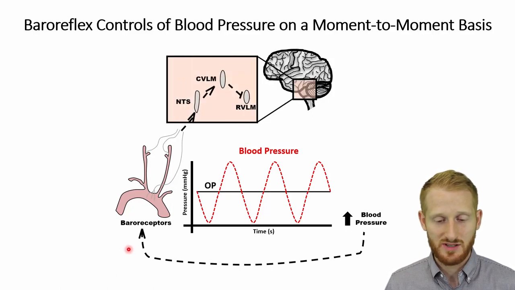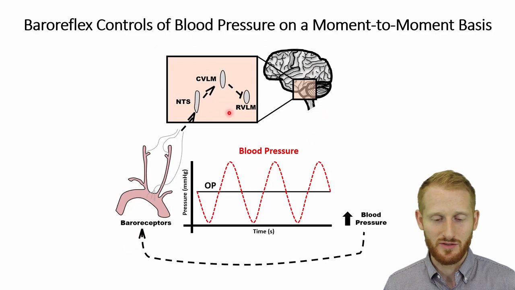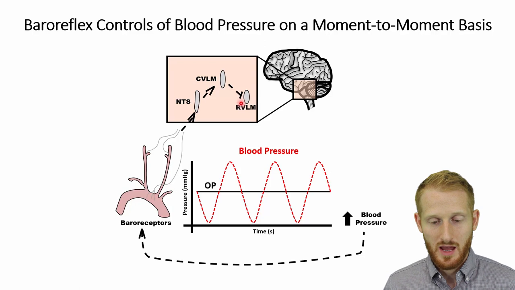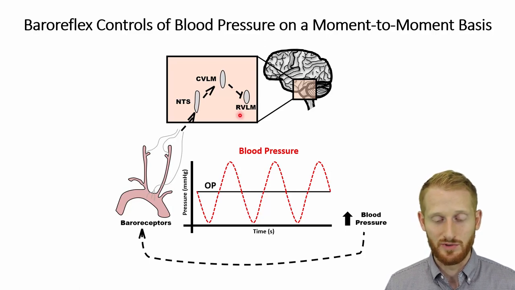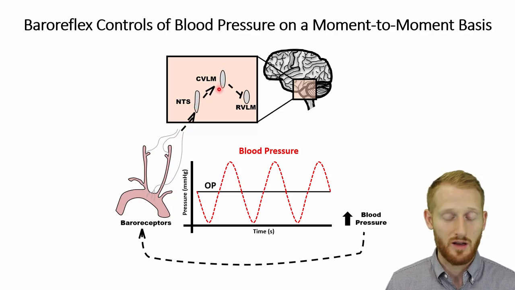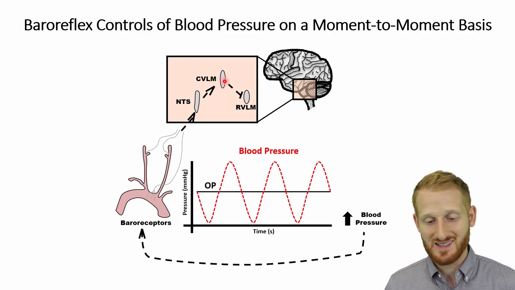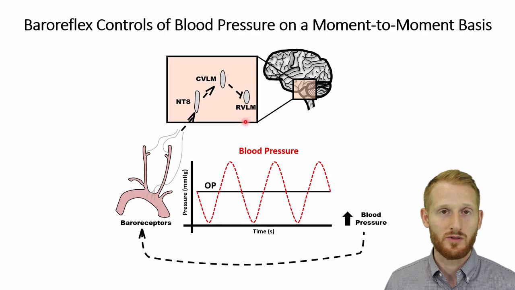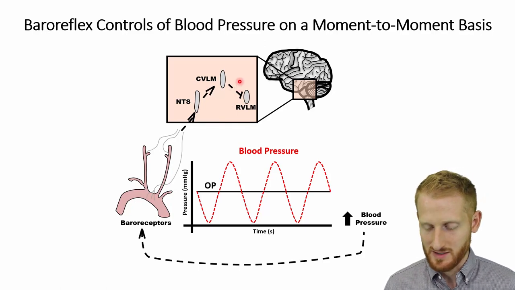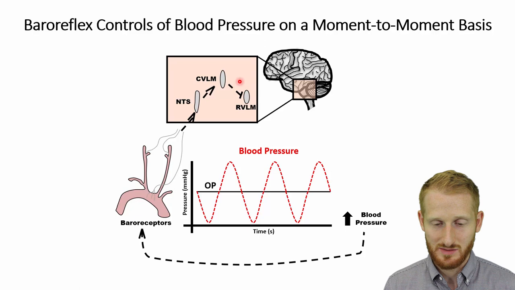That's going to, the baroreceptors are going to send their signal up to the brainstem. We have some specific locations here. You don't need to know these for most situations, but just so you know what they stand for. NTS is the nucleus tractus solitarius. CVLM is the caudal ventral lateral medulla. The RVLM is the rostral ventral lateral medulla. And so baroreceptors send their signal to the nucleus tractus solitarius, which sends a signal to the caudal ventral lateral medulla, and that sends an inhibitory signal to the rostral ventral lateral medulla, the RVLM. Again, you don't necessarily need to know these three here, at least not for my class or for most other situations, but that's the sites inside the brainstem if you want to know them.